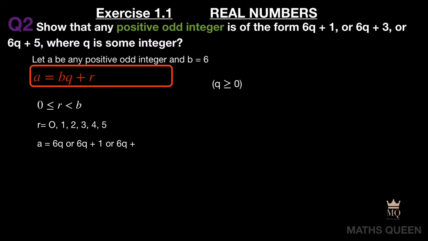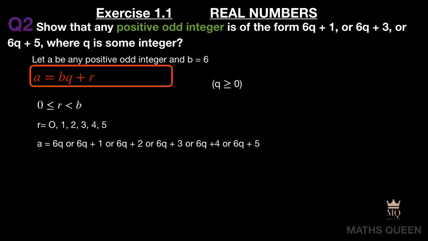Now substituting the values of b and r, we have a can be equal to 6q, 6q + 1, 6q + 2, 6q + 3, 6q + 4 or 6q + 5. The steps until here are common for any type of prove-the-statement questions. Now look at the question again. So we should prove that if a is odd, then it will be of the form 6q + 1, 6q + 3 or 6q + 5. So how do we prove a number as odd or even? We will check whether it is divisible by 2 or not.